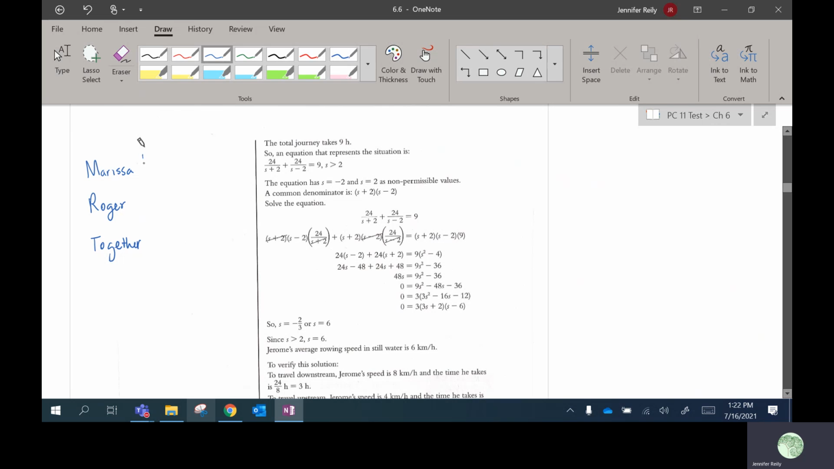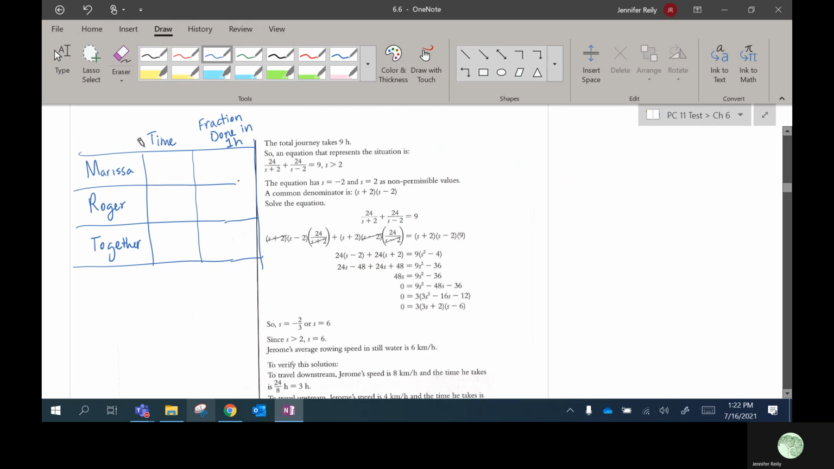And I'm going to have different lines here. Then I'm going to have the time it takes them to complete a whole job, and the fraction done in 1 hour or 1 unit of time over here. Okay, so let's fill this chart out. Let's go back and read the question and figure out what we know.